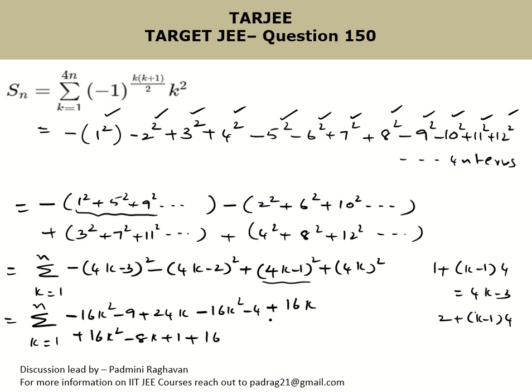Then lastly we have a 16k square, everything within the summation. So we can cancel a minus 16k square plus 16k square, and then let us see what we are left with. I have a 24k plus 16k, 40k minus 8k. So we have a 32k. Coming over to the constant, minus 9 minus 4 plus 1, minus 13 plus 1, minus 12. So the given series of 4n terms is nothing but the sum from k equal to 1 to n of 32k minus 12.